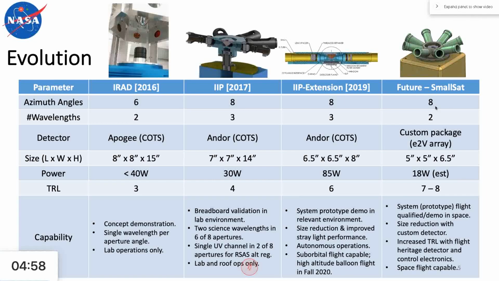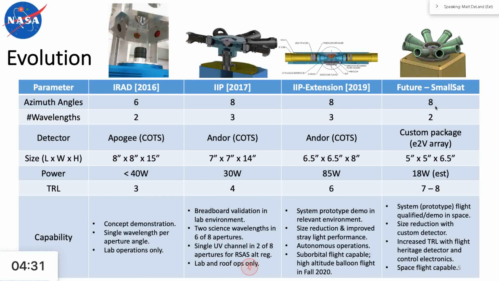So this is a little diagram of the evolution of how we arrived to where we're at. We started out with internal funding from Goddard in 2016 and built a very simple design called GAMS at that point that had 6 apertures, different type of central mirror, and I'll talk about that mirror in just a moment. Just use a single wavelength per aperture angle, and that was simply operated in the lab.